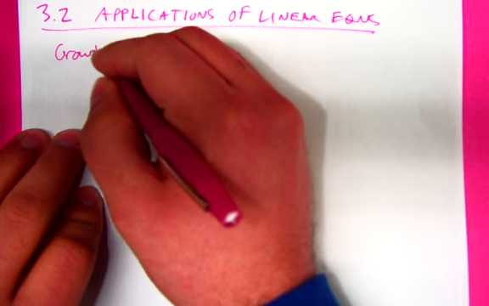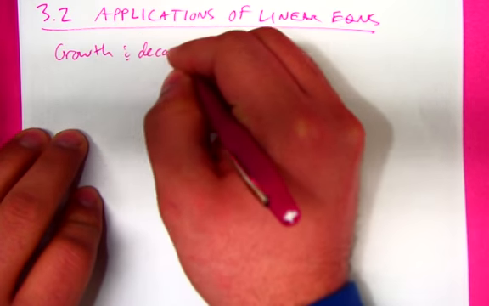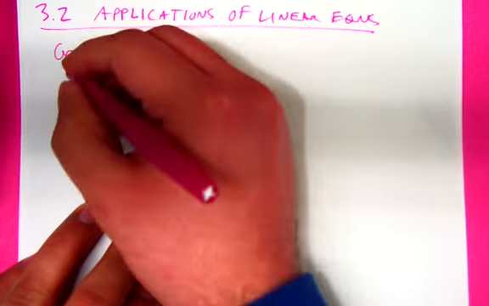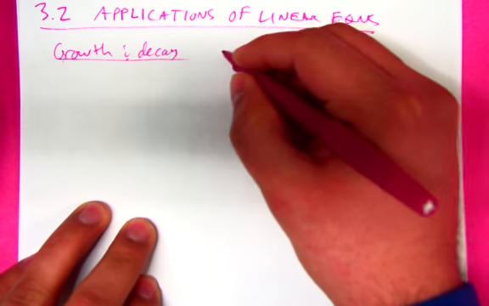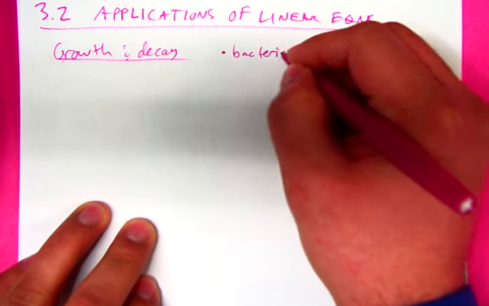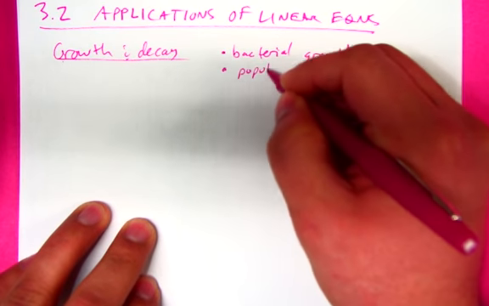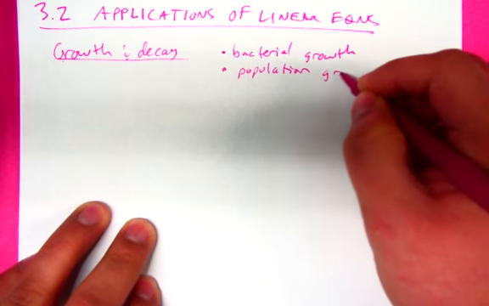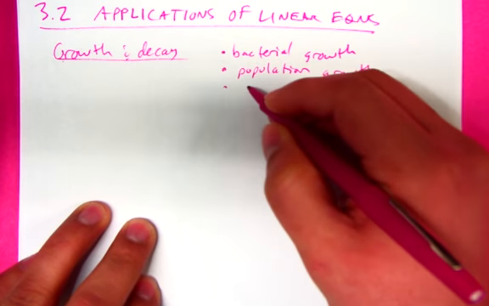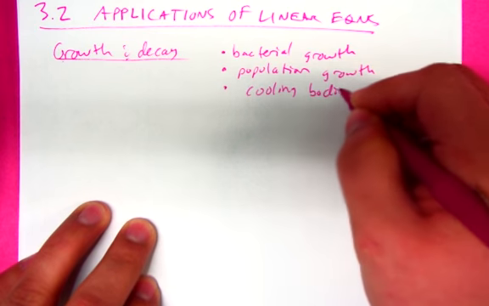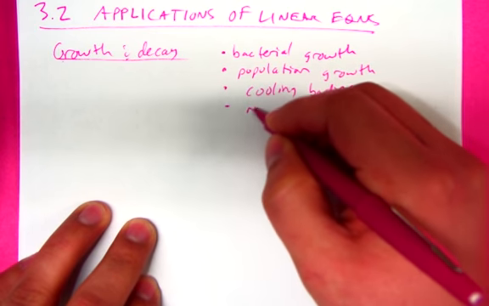We'll start with something very straightforward, like growth and decay. This type of model is typically used for bacterial growth, population growth, I guess you have cooling bodies, decay, radioactive decay.